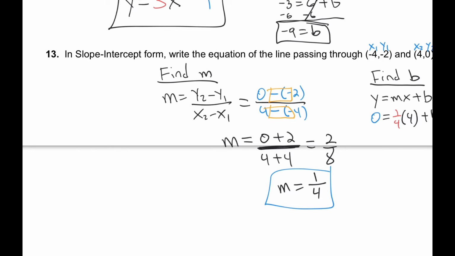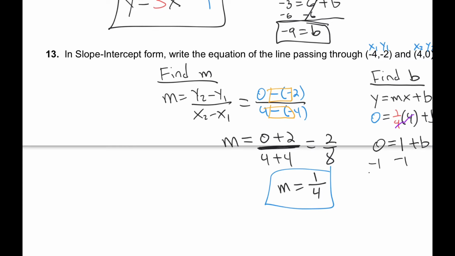Now when you guys are multiplying fractions, we can actually cross simplify. 4 goes into 4 one time. So you guys can cross simplify those two numbers. So that's going to be 1. But when you multiply, there's a 1 on the top. 1 times 1 is 1. So you guys will have 0 equals 1 plus b.